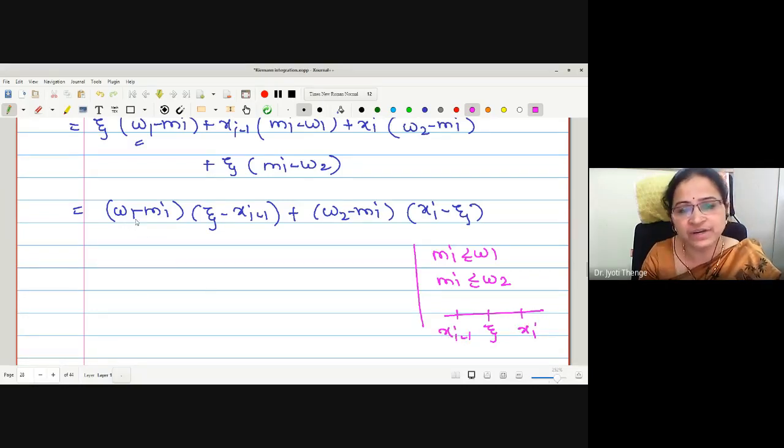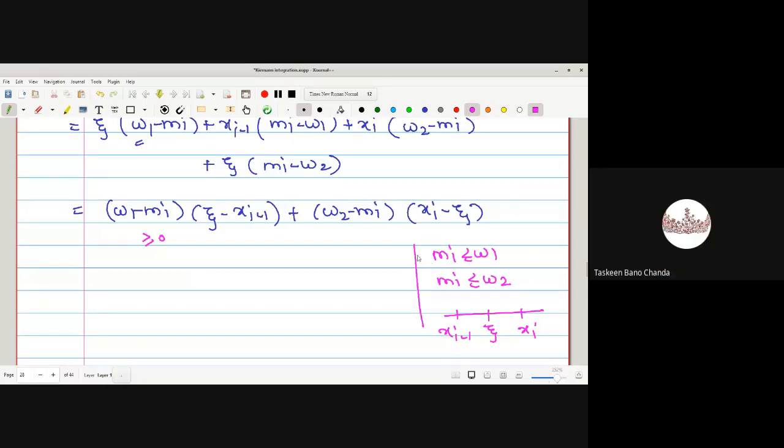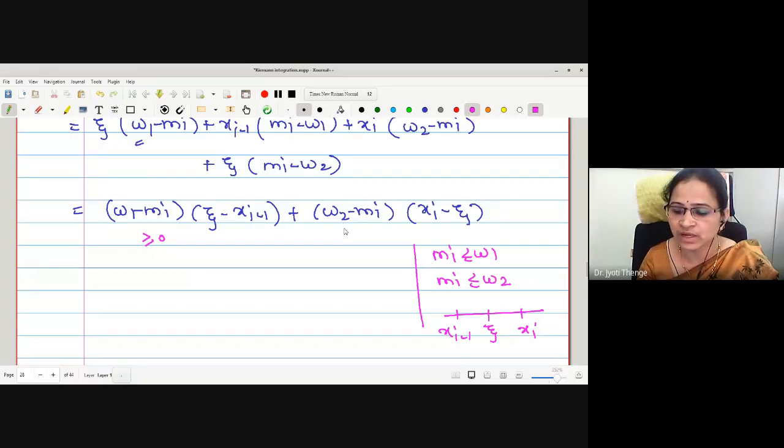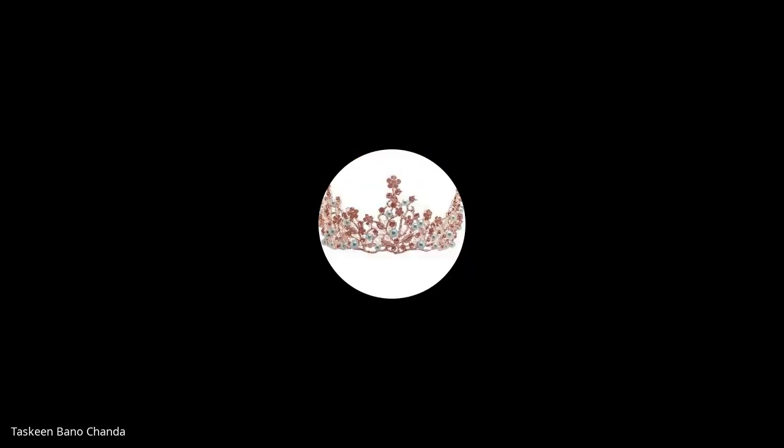Therefore, can anyone tell me the nature of w1 minus mi from this inequality? w1 minus mi. May I say this is non-negative? Greater equal by 0, no? Similarly, what about w2 minus mi? Greater equal by 0? Non-negative. Right?